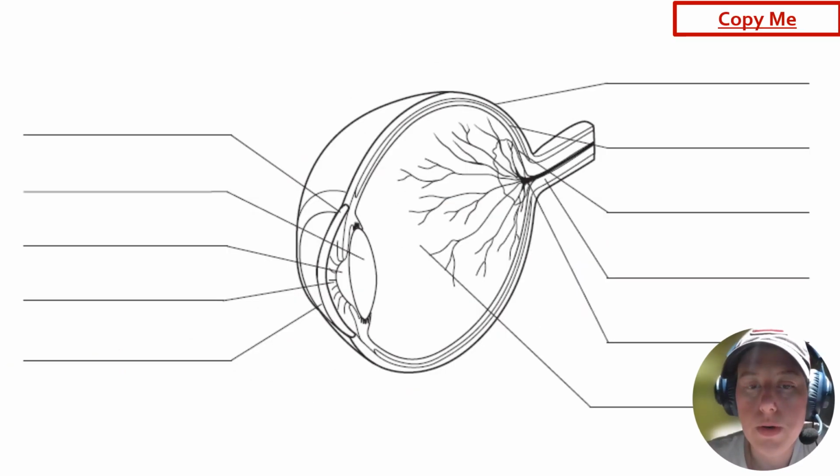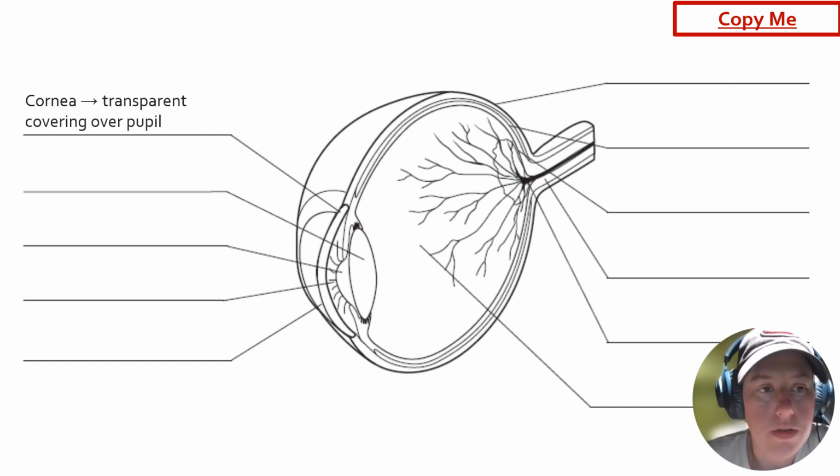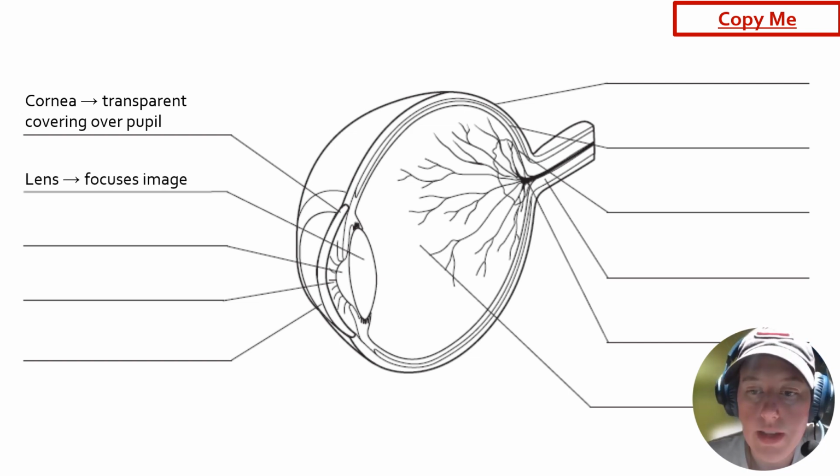Okay, so what we have right here is a diagram of the eye. So the first part, we have our cornea, our transparent covering over our pupil. Then we have our lens, and our lens's key function is to focus images. Now the lens actually changes shape depending on what you are looking at. If you're looking at images close or if you're looking at images far, it changes shape to adapt to these things. So if you're looking at a far image, the lens actually flattens out, and if you're looking at a close image, it actually bulges out.